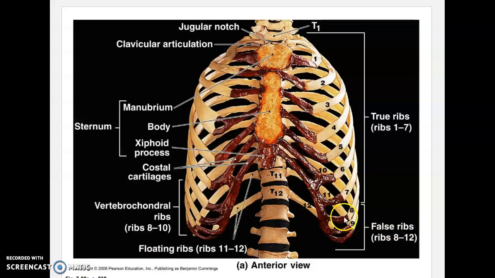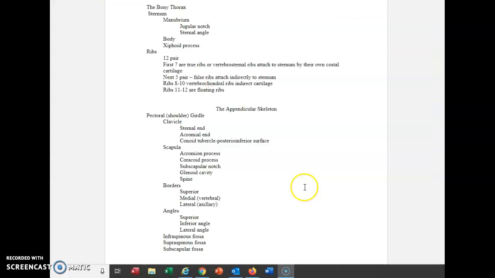False ribs don't have a one cartilage to one connection to the sternum, but instead these last 3 ribs here, 8, 9, and 10, attach to a single piece of cartilage that then eventually attaches to the sternum. Well, that finishes up the axial skeleton.